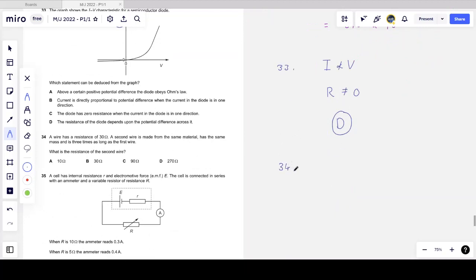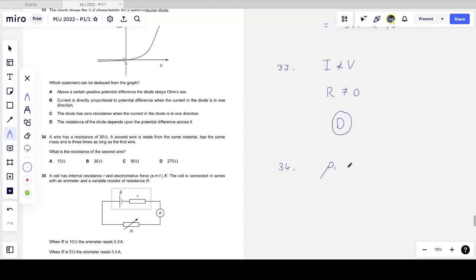Okay, we're getting near the end. We're onto the electricity part of the paper now. Question 34 says that a wire has a resistance of 30 ohms. The second wire is made from the same material, has the same mass, and is 3 times as long as the first wire. What is the resistance of the second wire? Fortunately or unfortunately, this one requires also a little bit of calculation.